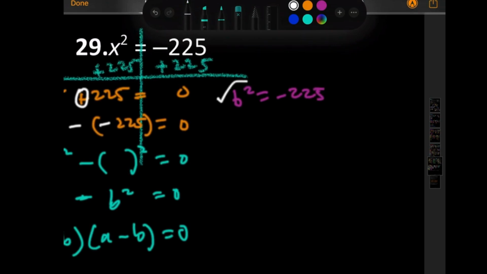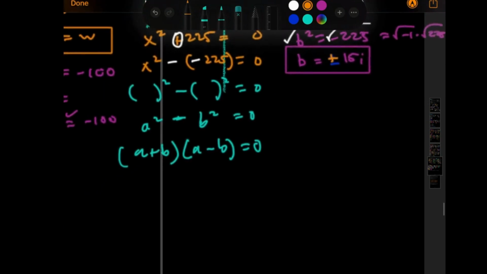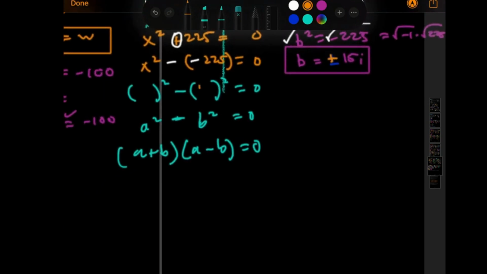And you're going to take the square root of both sides. Try to make this clear: every time you take the square root, you must have the plus or minus. b equals, that is negative 1 times 225, so that would become i, and the square root of 225 is 15. Although this is your answer, for this problem we're just taking the positive. You could take the negative, but that becomes 15i.